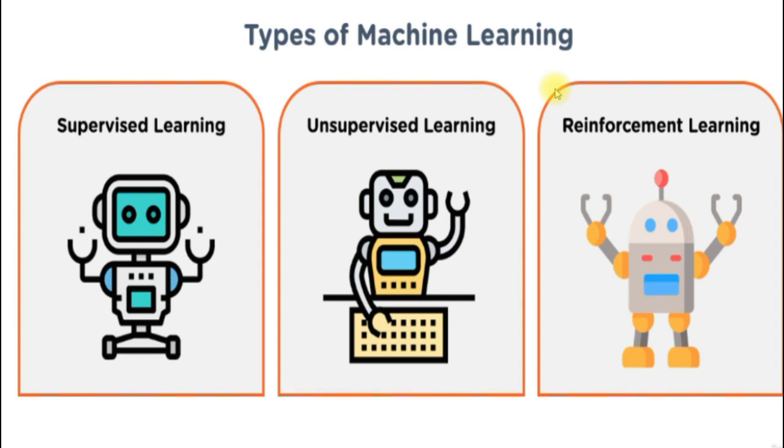Now, after saying that, let us discuss the different types of machine learning that we are going to study. First of all, we have supervised machine learning, then we have unsupervised machine learning, and then we have reinforcement learning.